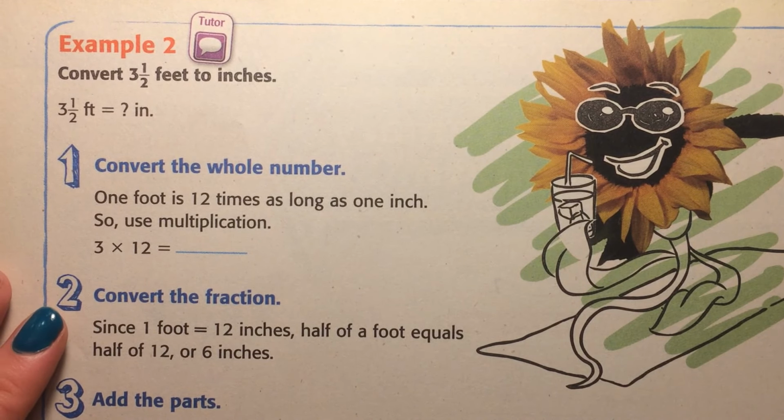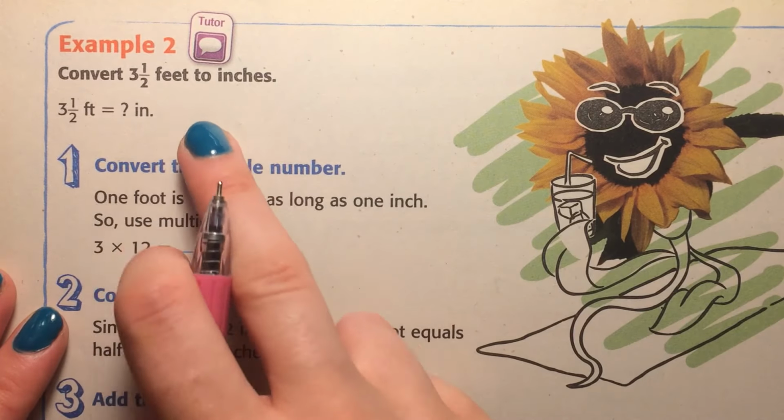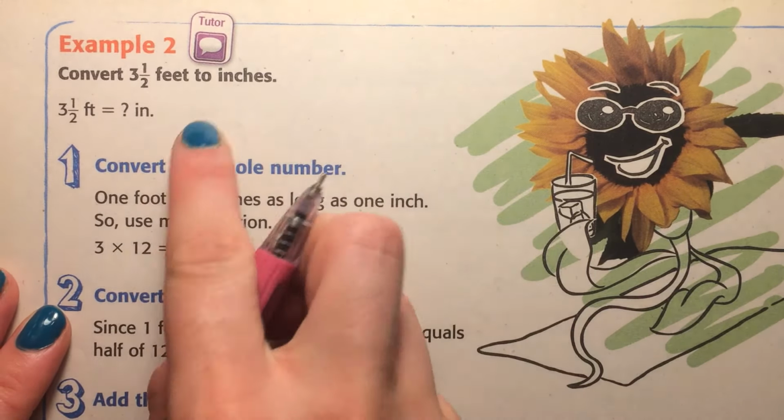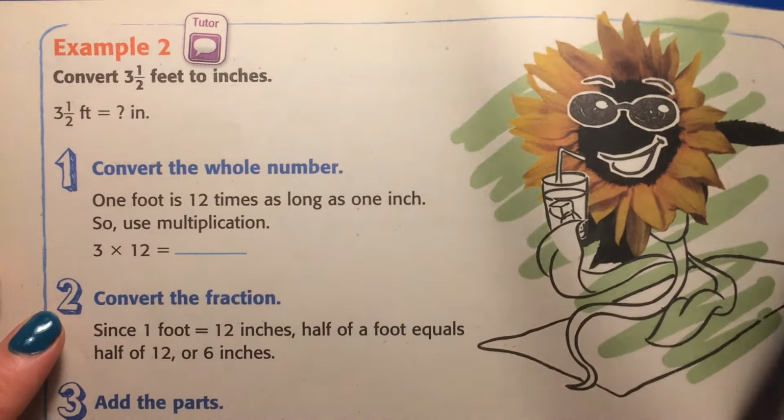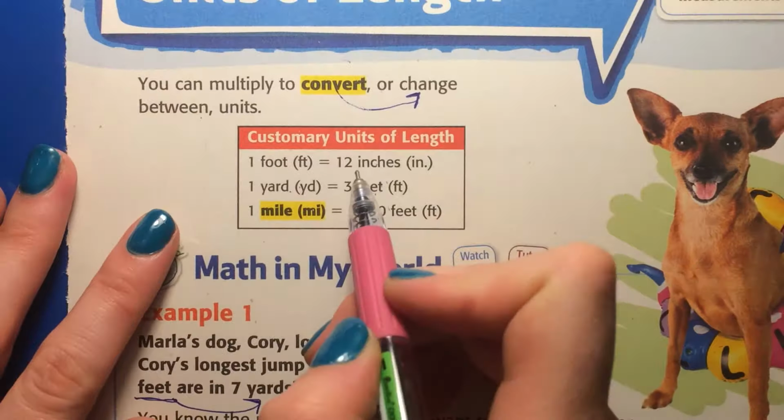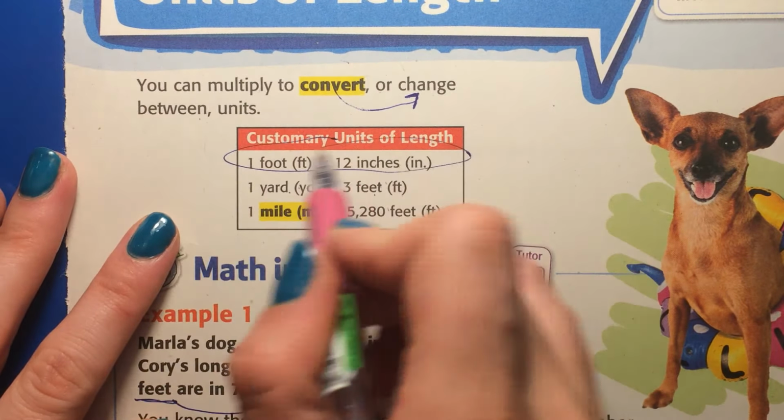Convert 3 1/2 feet to inches. So this is going feet to inches. Let's go back to our table. Feet and inches. 1 foot, 12 inches.